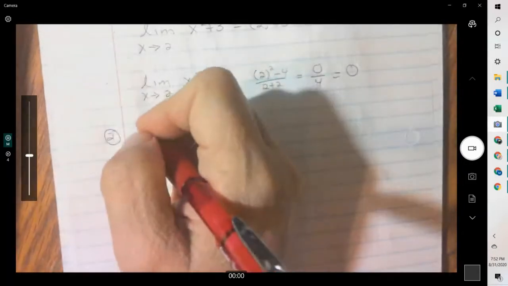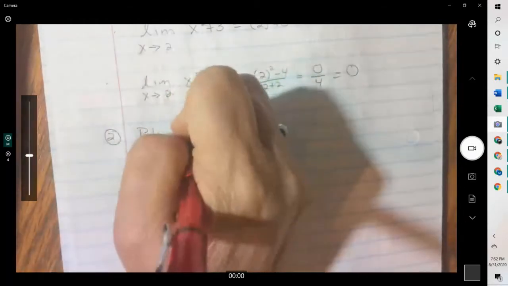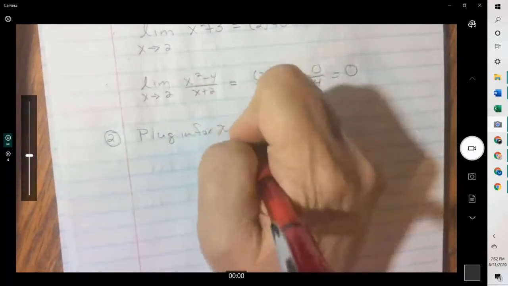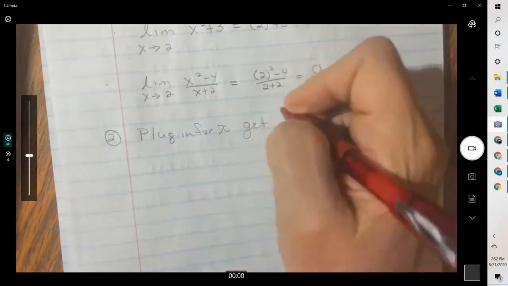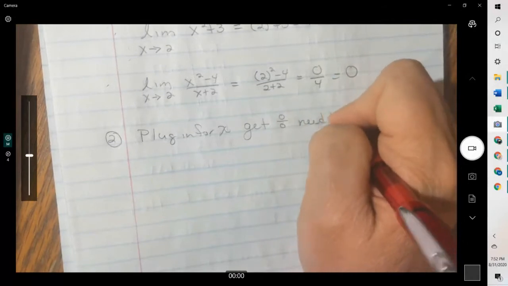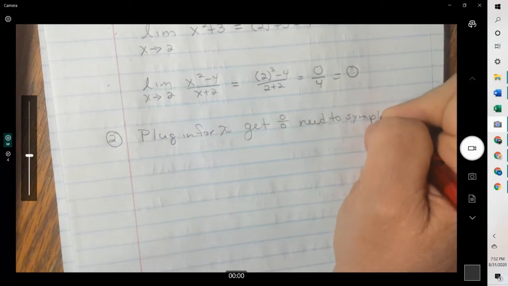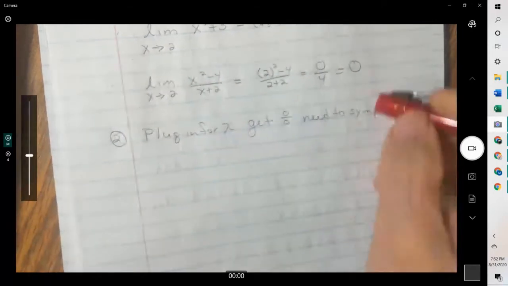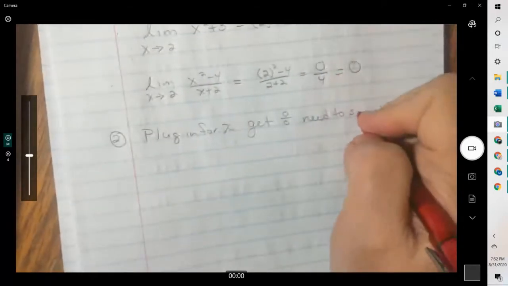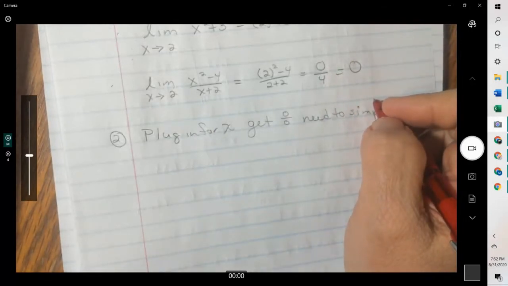Of course, nothing's that easy. If we plug in for x, and you get 0 over 0, you need to simplify. So you simplify the fraction.